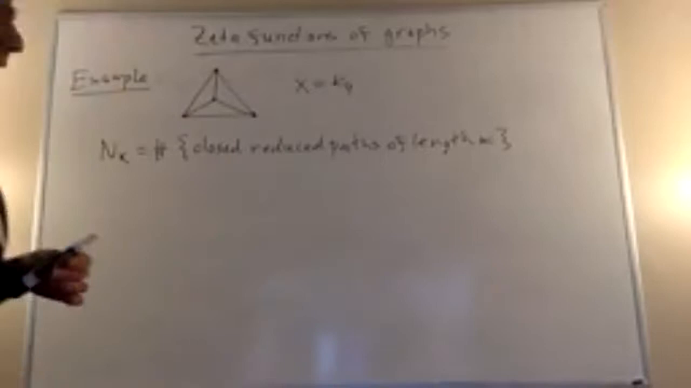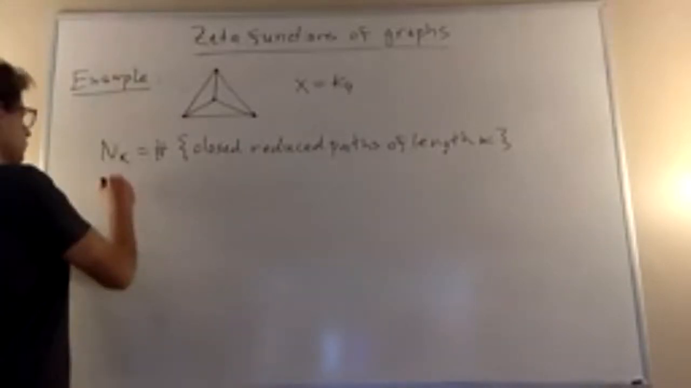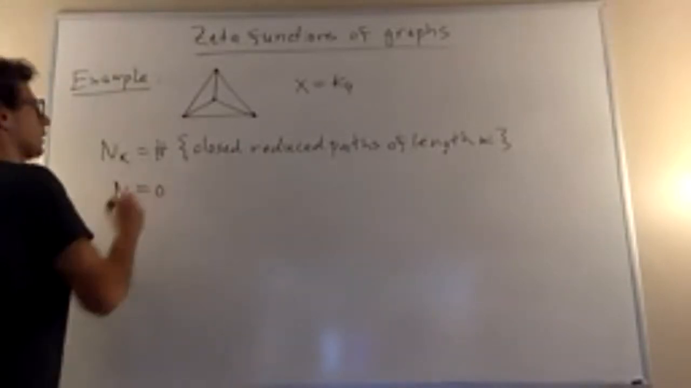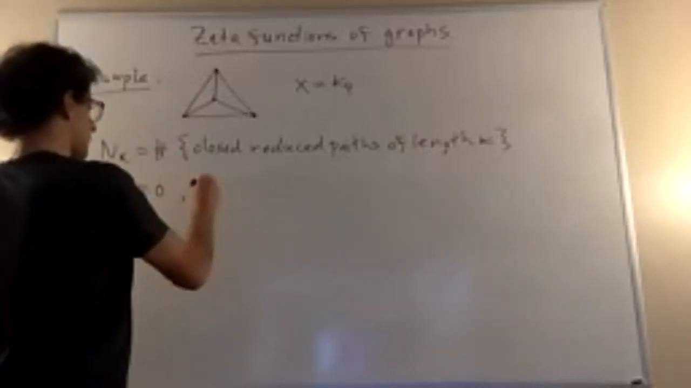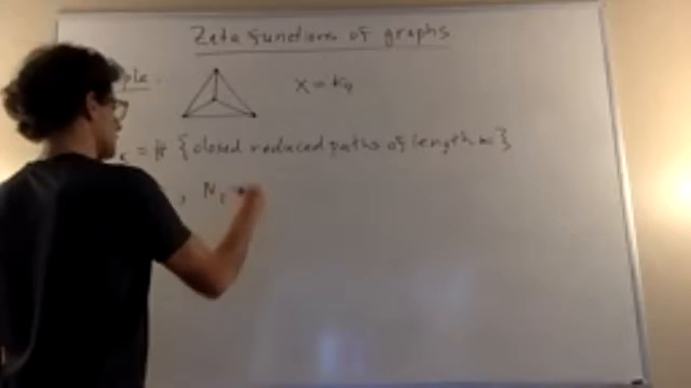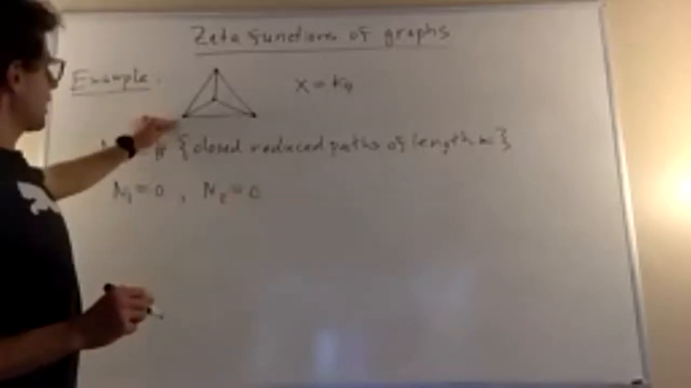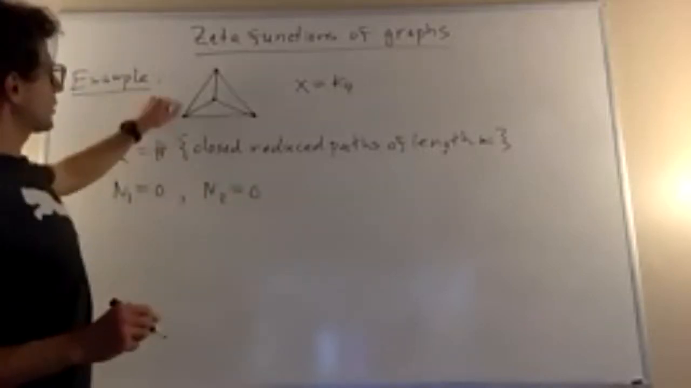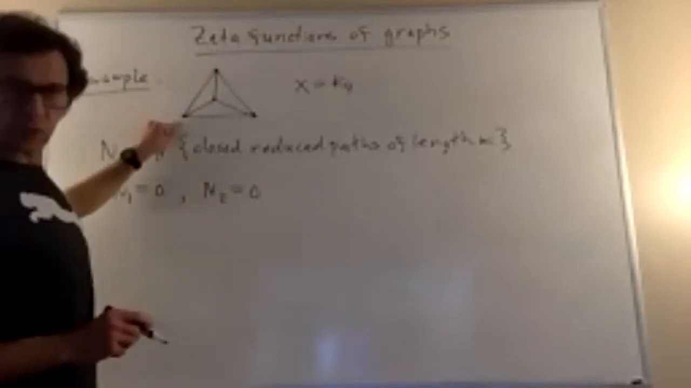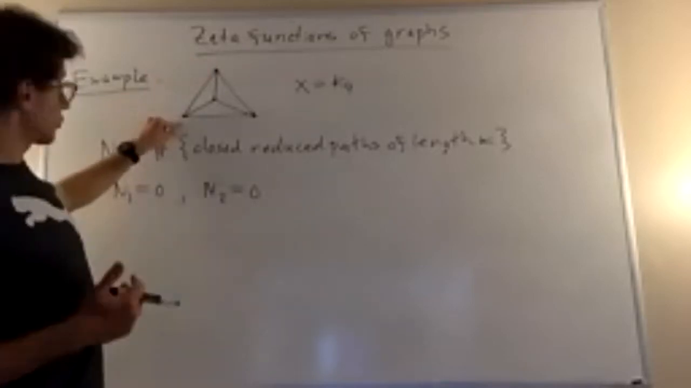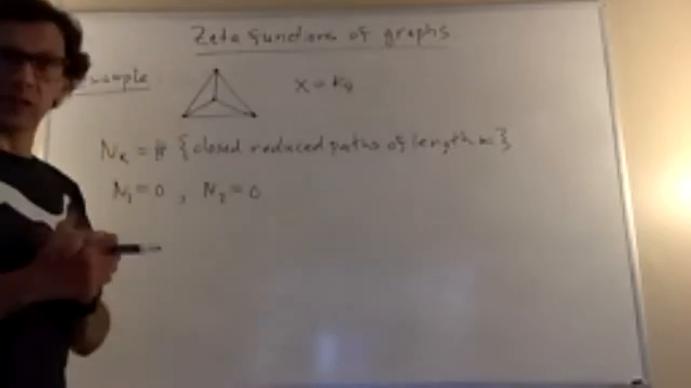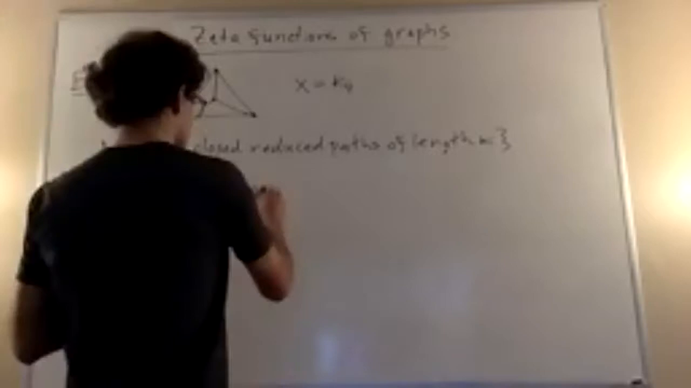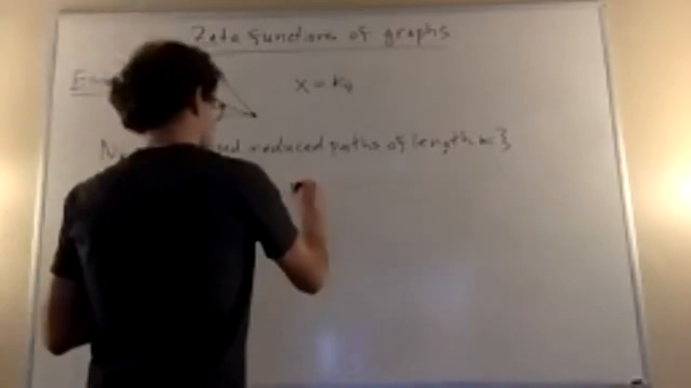So unless your graph has a loop, N1 is going to be 0, because there's no way to do a 1-mile run and end up where you started. N2 is also going to be 0, because if you start at a point and go somewhere, the only way to go back and do a 2-mile run is to run back along the same edge, and we're disallowing that, so N2 is always 0. What about N3?